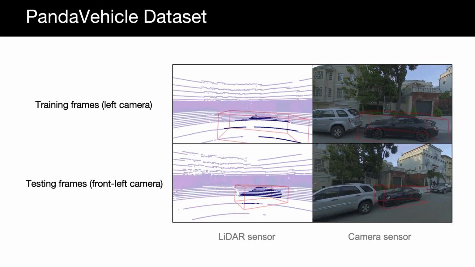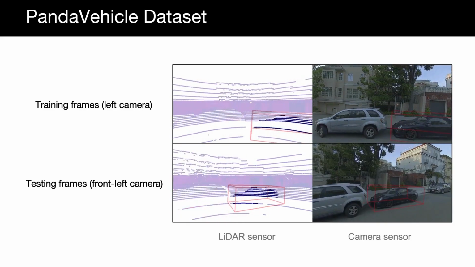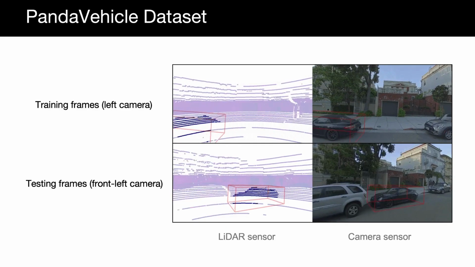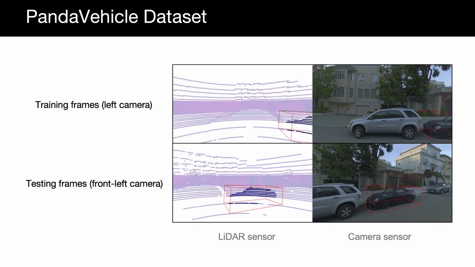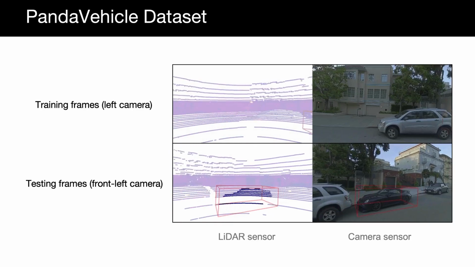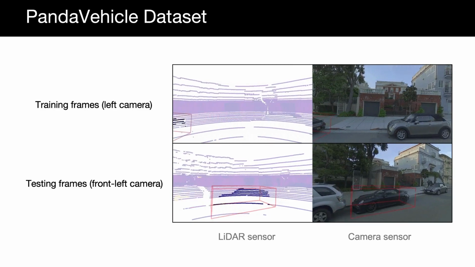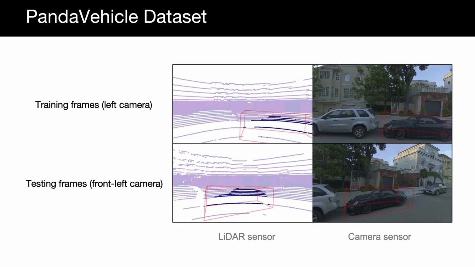Next, we show novelty synthesis results on the in-the-wild Panda vehicle dataset. Each asset is captured by a moving sensor platform mounted with several calibrated cameras and a LiDAR. We use observations from the left camera for training and observations from the front left camera for evaluation. Our dataset is challenging due to the constrained trajectory, occlusion, and sparse viewpoints.